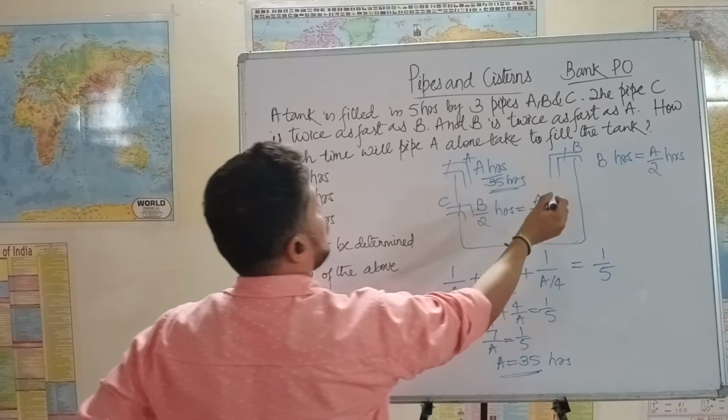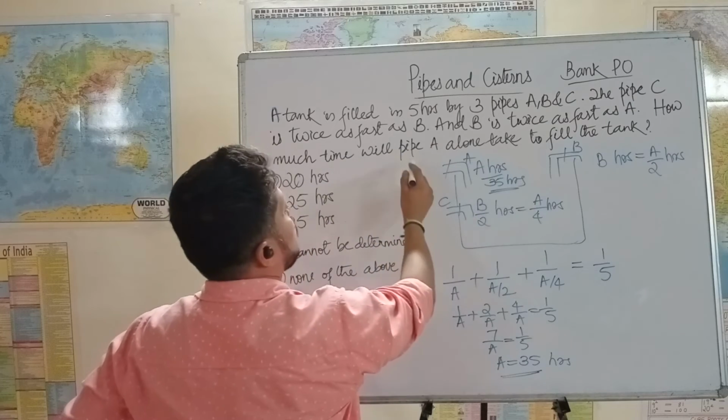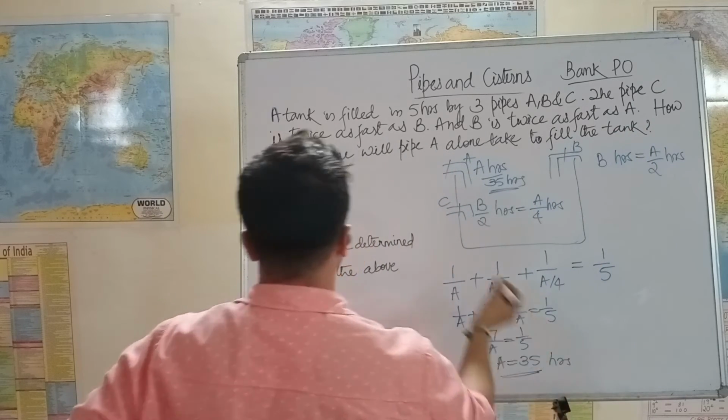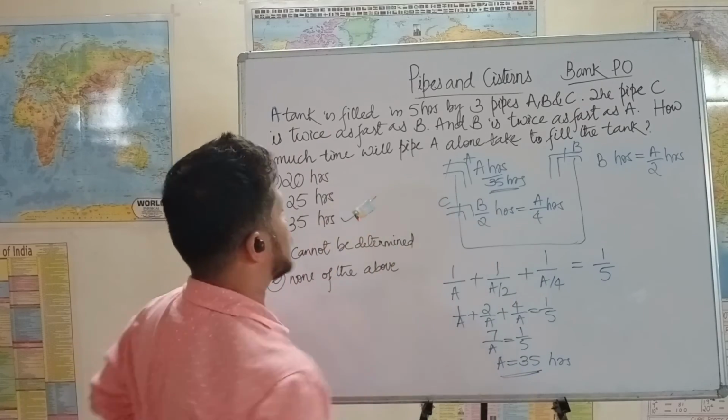And the question is, how much time will pipe A alone take to fill the tank? Pipe A will take 35 hours. And 35 hours, option C is the right answer.